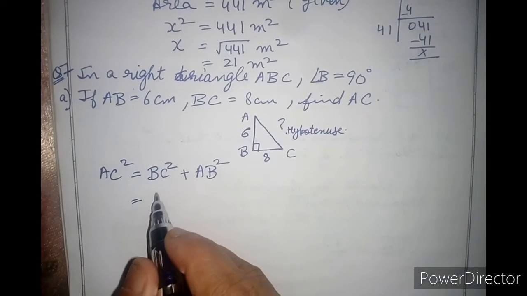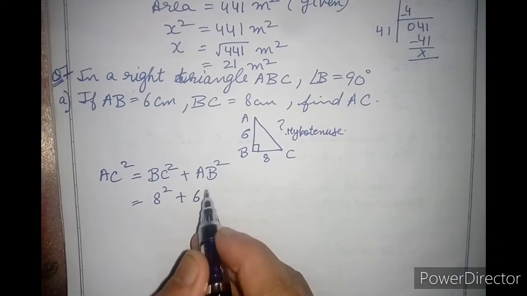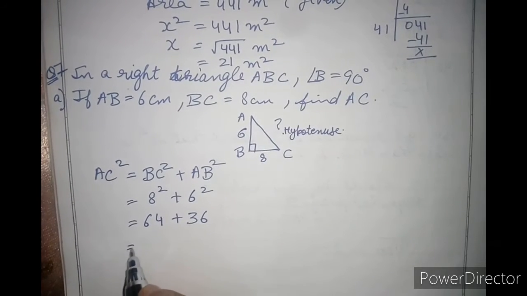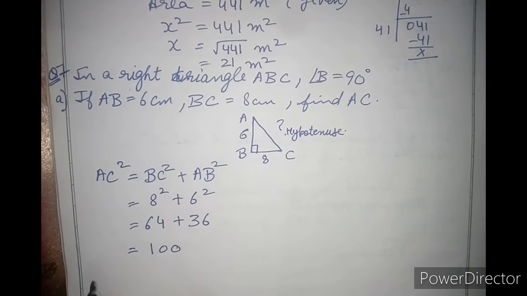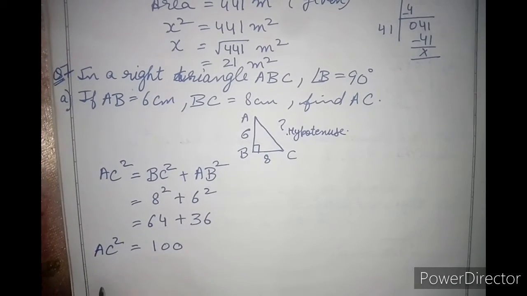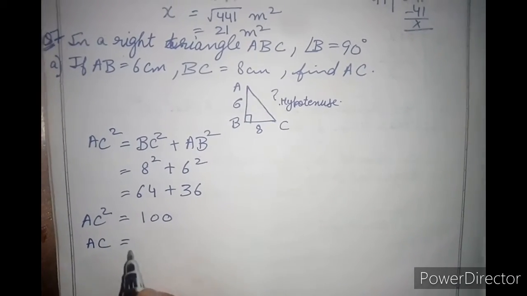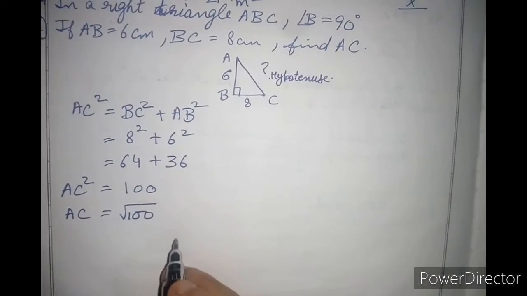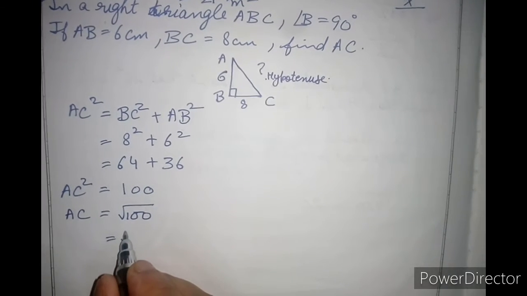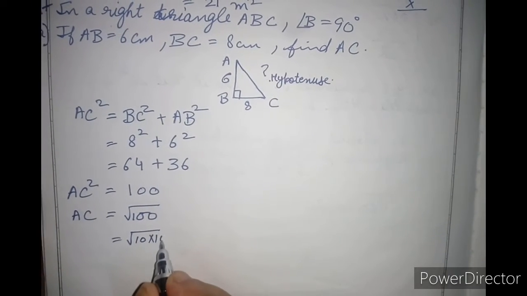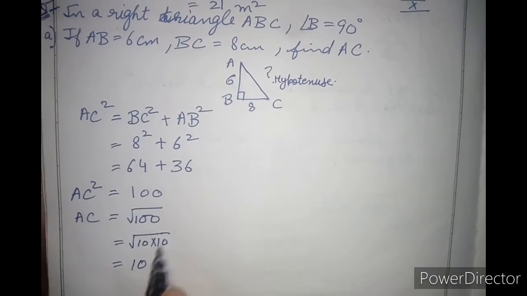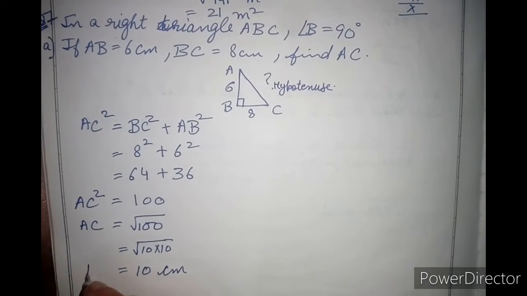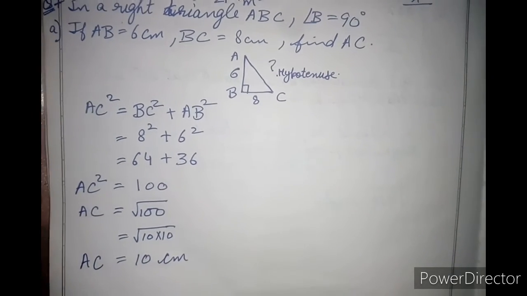So BC is 8 square and AB is 6 square. 8 8s are 64, 6 6s are 36. On adding we will get 100. AC square is equal to 100. We have to find AC. Square on the right hand side will become square root, and you know 100 is square of 10, 10 into 10. So 10, the measurement is given in centimeter, so 10 centimeter. AC is equal to 10 centimeter.